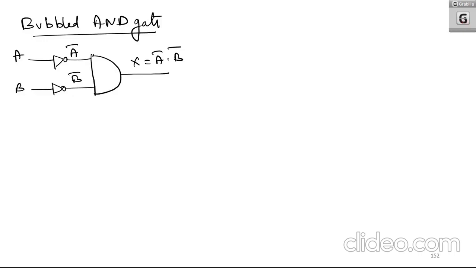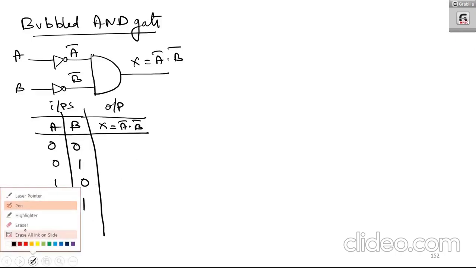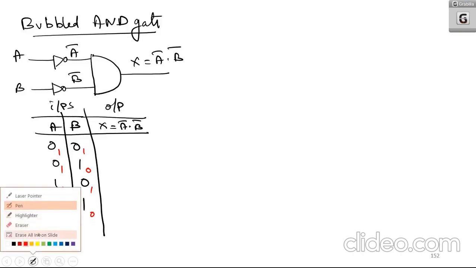Now if I am drawing the truth table of this one, how would it be? You will get inputs, then output. Output is what? X is equal to A bar dot B bar. So inputs are A and B. So you have 0 0, 0 1, 1 0, 1 1. Again you have A bar and B bar. So I am writing the bar forms in red. A bar is 1 1 0 0, and B bar is 1 0 1 0. Now I am going to write the output.